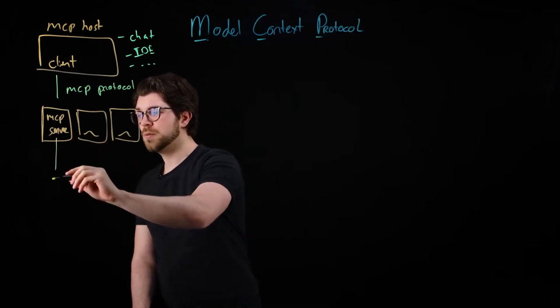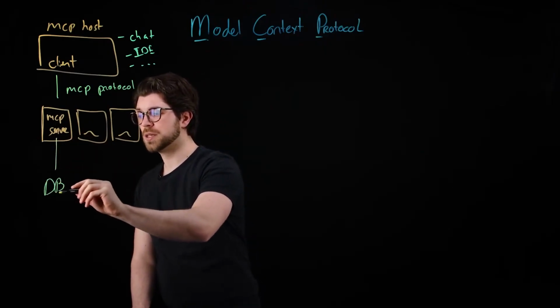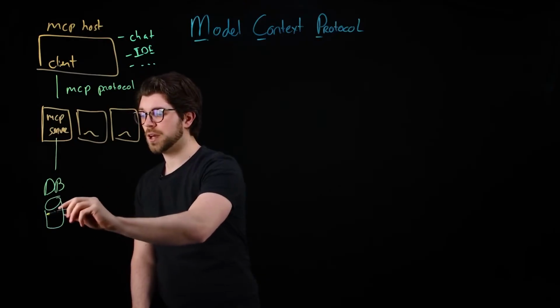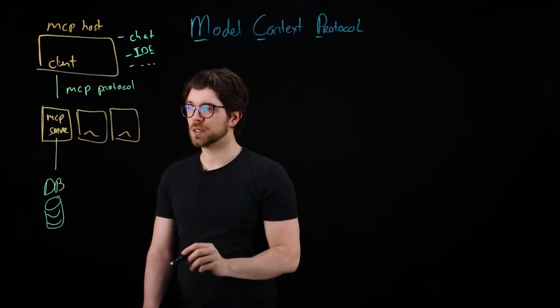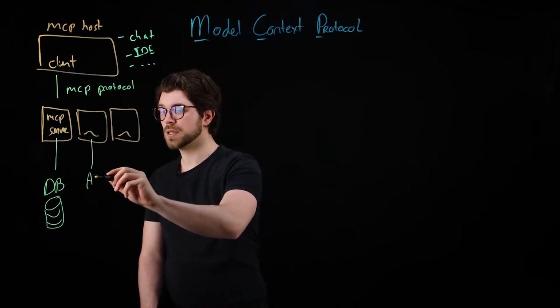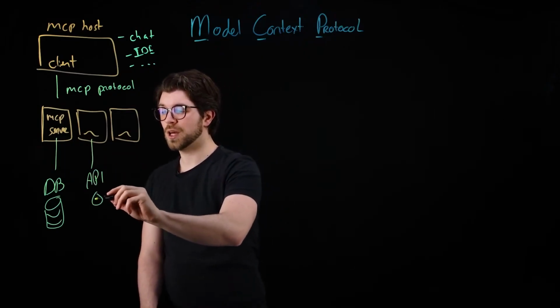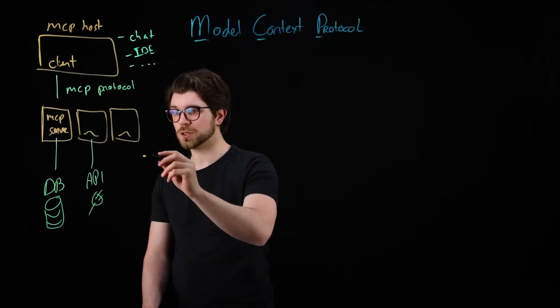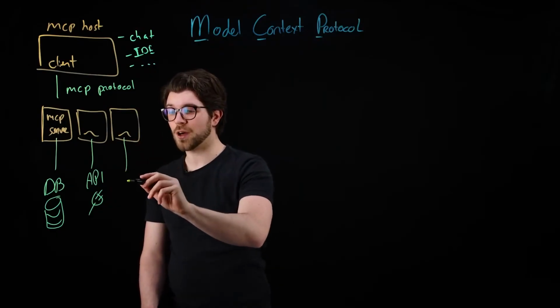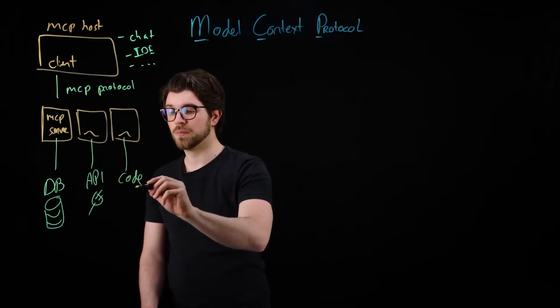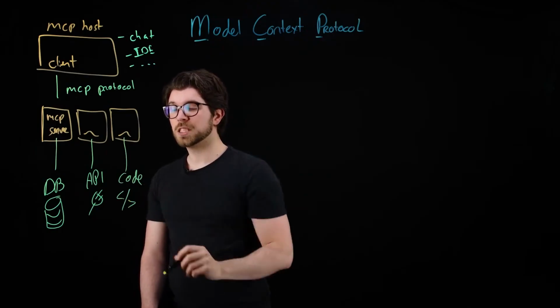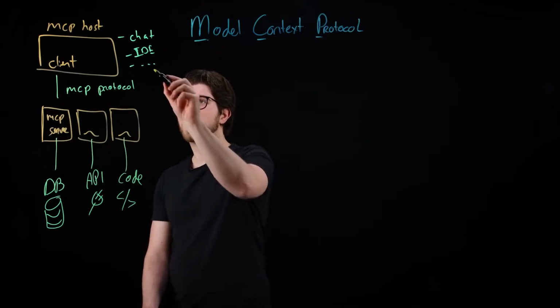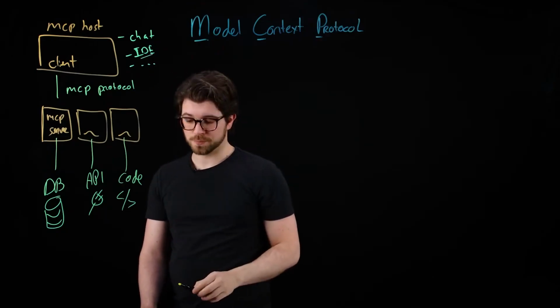The MCP server will then connect to, for example, a database, and it doesn't matter if this is a relational database or a NoSQL database. It could also connect to APIs, and also the API standard doesn't really matter. Finally, it could also connect to data sources, such as a local file type or maybe code. This is especially useful when you're building something like a code assistant in your IDE.